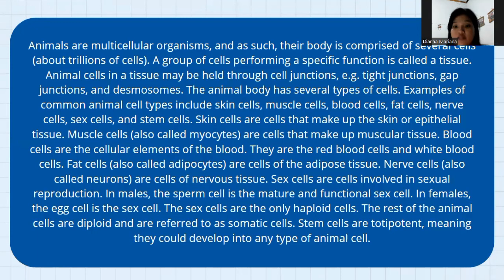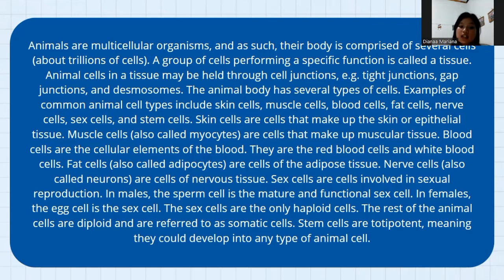The animal body has several types of cells. Examples of common animal cell types include skin cells, muscle cells, blood cells, fat cells, nerve cells, sex cells, and stem cells. Skin cells are cells that make up the skin of epithelial tissue. Muscle cells, also called myocytes, are cells that make up muscular tissue. Blood cells are the cellular elements of the blood. They are the red blood cells and white blood cells.